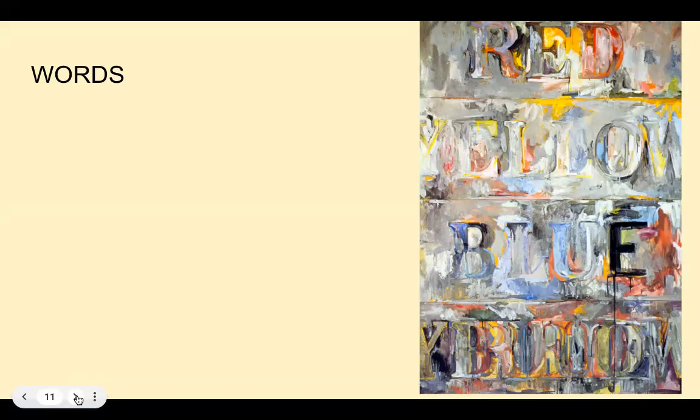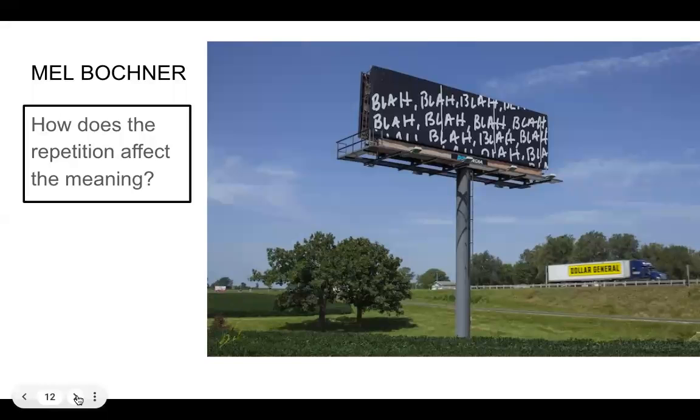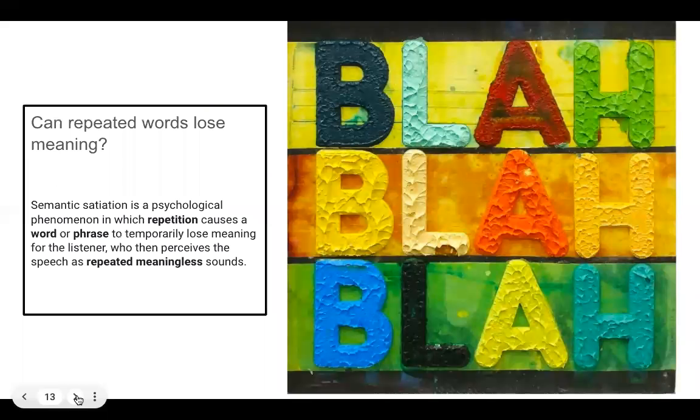He did words, right? This is Bochner, and he does billboard art. And so here we have the word blah. And so of course, blah has its own meaning, but what happens when you keep repeating it over and over again? Think about how the meaning is changed. Sometimes he exploits the concept of semantic saturation. So what happens when you repeat a word over and over again? You remember sometimes a word doesn't sound like a word, or it starts to lose its meaning.